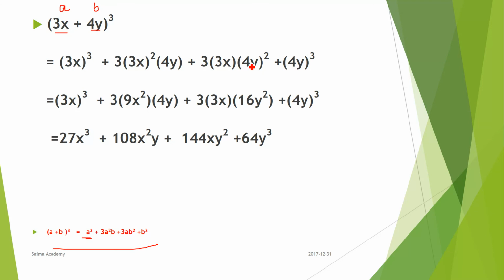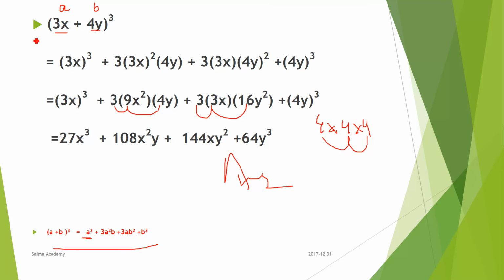Now in this step I have expanded this: 3 times 9x square plus 4y, and this 4 means 4 times 4, which is 16. It does not mean 4 2 times 8. 4 multiplied by 4, 16y square here, and this 3 means that we have 3 times 3, so 3 into 3 into 3 is 27x cube. 3 9 times 27, 27 4 times 108 x square y. 3 times 9, 9 16 times 144 x y square, plus 4 three times, 4 multiplied by 4 multiplied by 4, 4 4 times 16, 16 4 times 64 y cube. This is the answer, right?